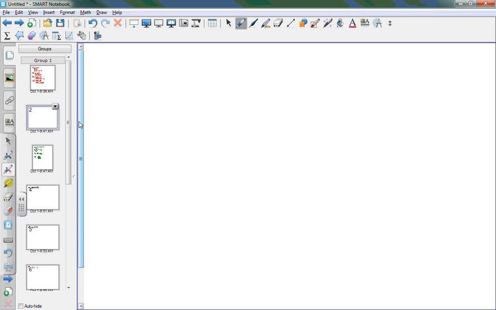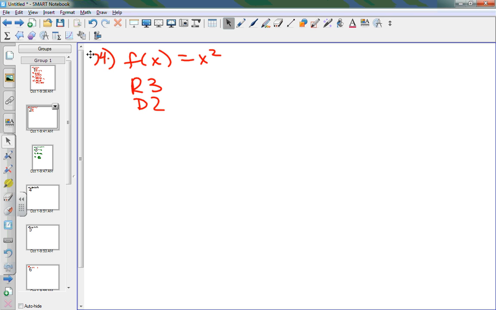Okay? So, 74. What's the parent function? F of x equals x squared. Now, what happened to it? It went to the right 3 and down 2. Good. How do I expect you to write that? Right 3, down 2. How do we graph that?